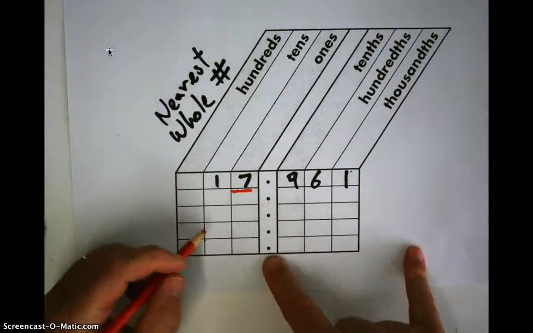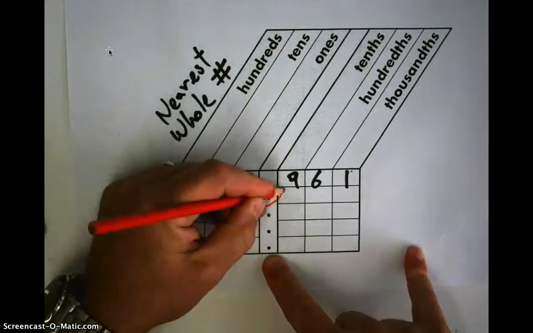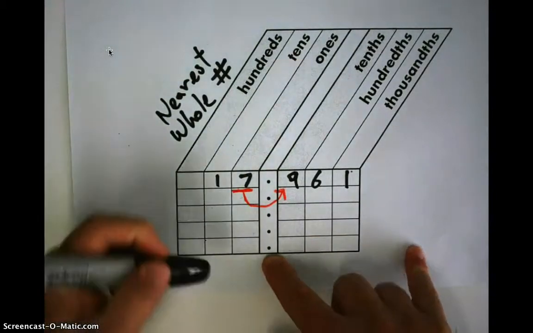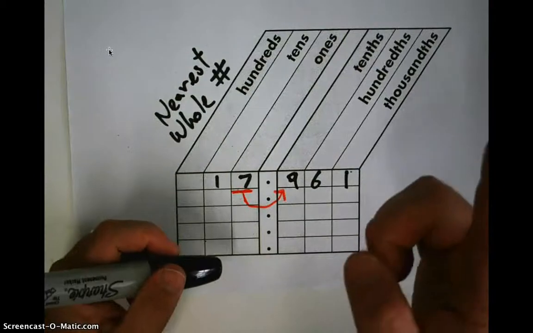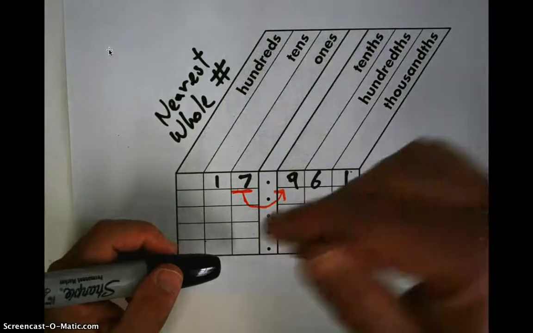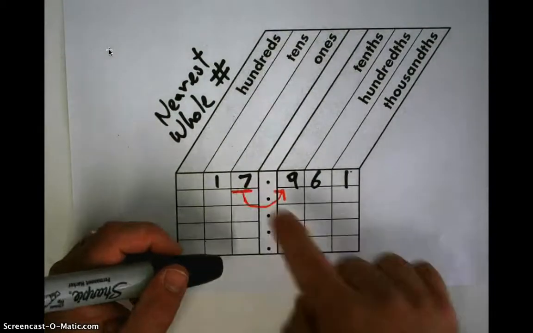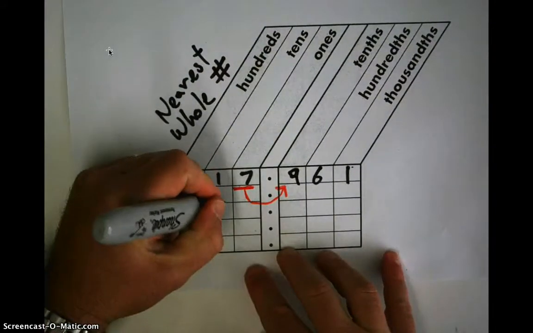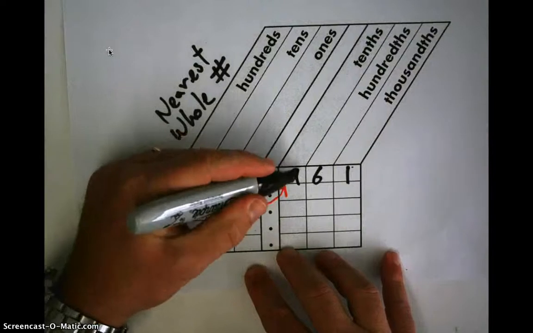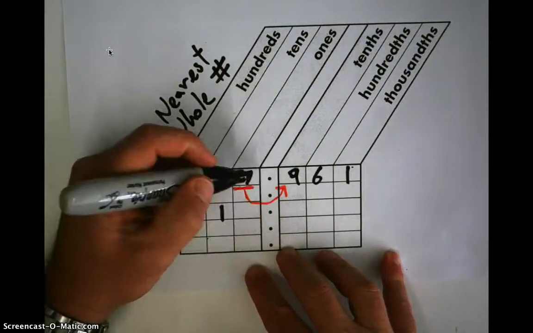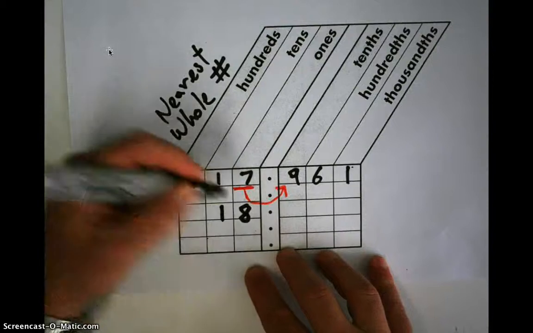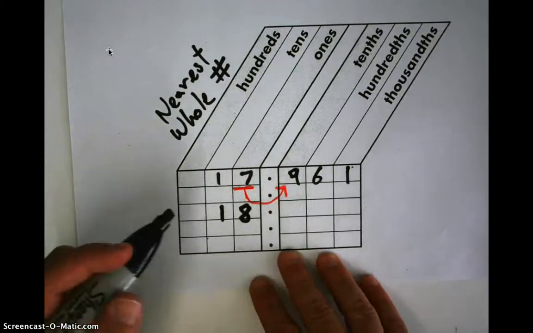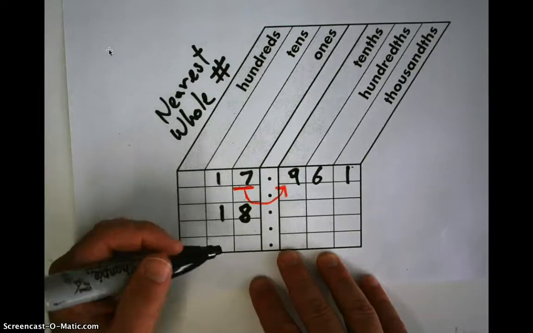And then, of course, when we're rounding, we go to the next one over, and that lets us know. And what's our rule? 5 or more, we round up. 4 or less, we round down to the same number. So if I were rounding this to the nearest whole number, that would be 17. The next digit is 9, and 9 means it rounds up, so 18 would be 17 and 961 thousandths rounded to the nearest whole number.